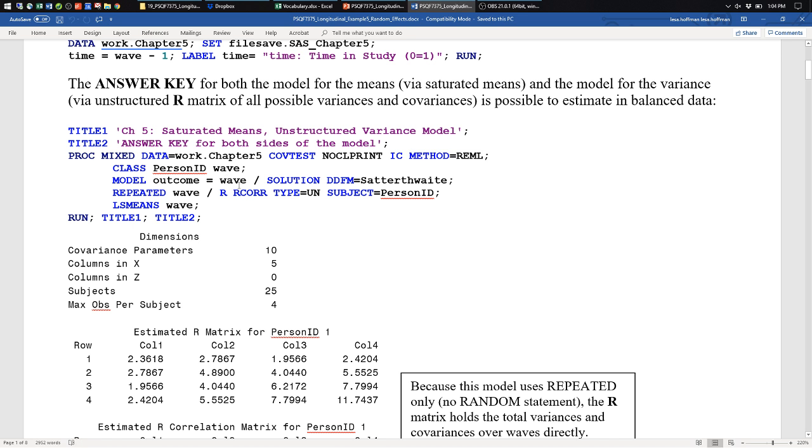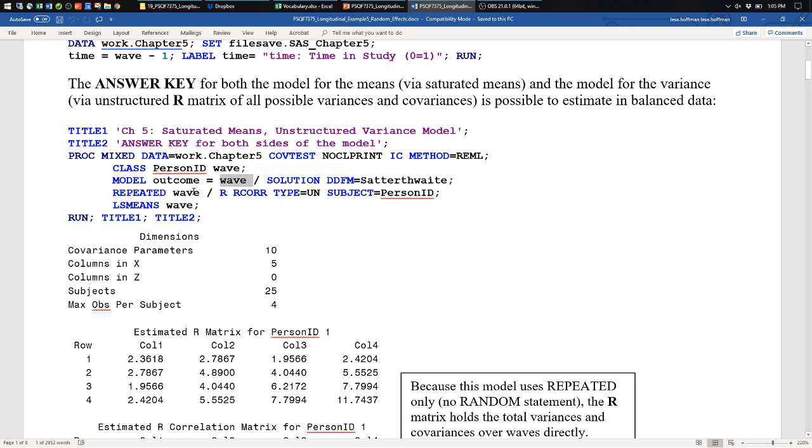So wave being in the model to predict my outcome, the fact that it's on the class statement means that I'm not asking for a slope. Wave is treated as a factor variable. It's going to dummy code and make 3 contrasts that will differentiate my 4 waves. So 3 contrasts that will differentiate my 4 waves, that gives me a saturated means model. That's my ANOVA model. That's what repeated measures ANOVA does for you. It's the same thing. It's the same idea. Exact same thing.